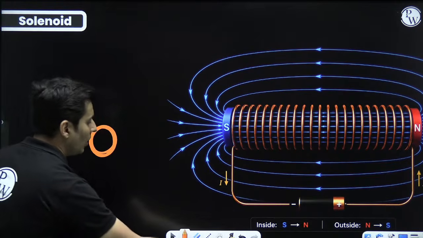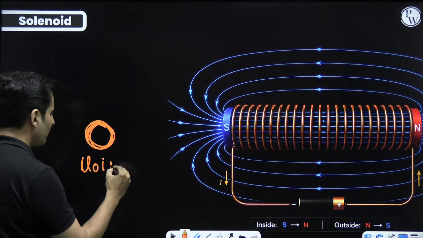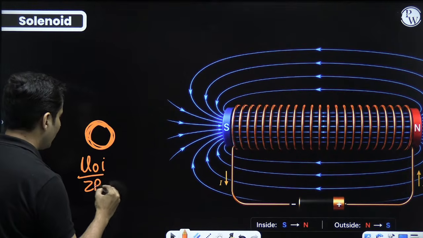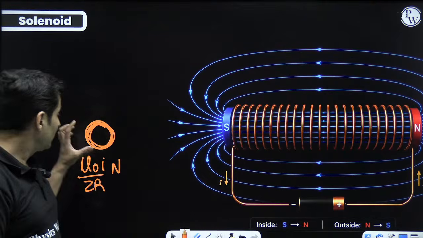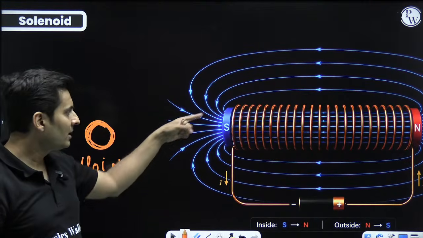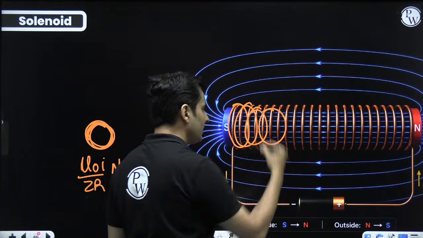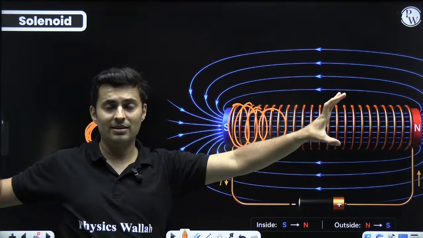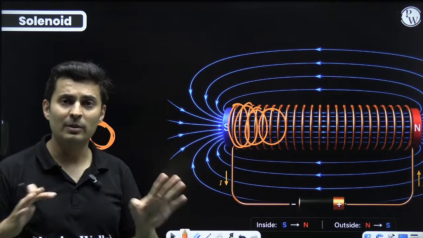See, when you take a coil and have n number of windings, the formula is mu naught I by 2r into n. This is different from this because here all the coils, all the turns are in the same plane. Here this turn is in a different plane, all are in different planes. So it's different, man, different planes. So the magnetic field's strength and behavior will also be different.